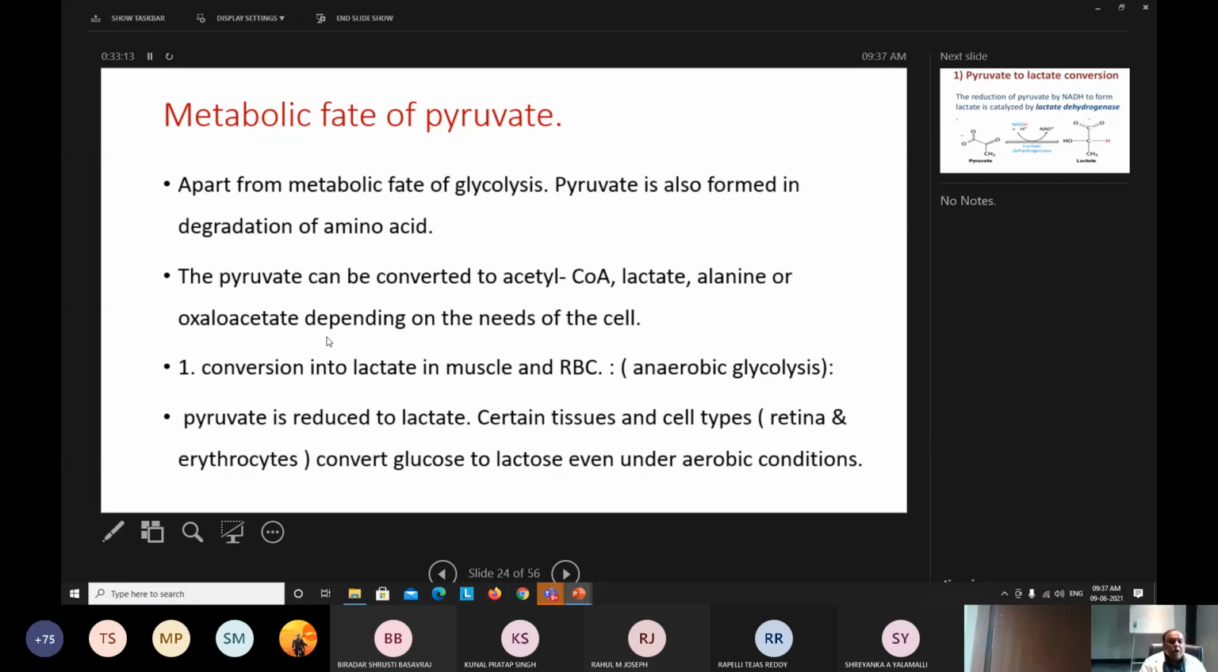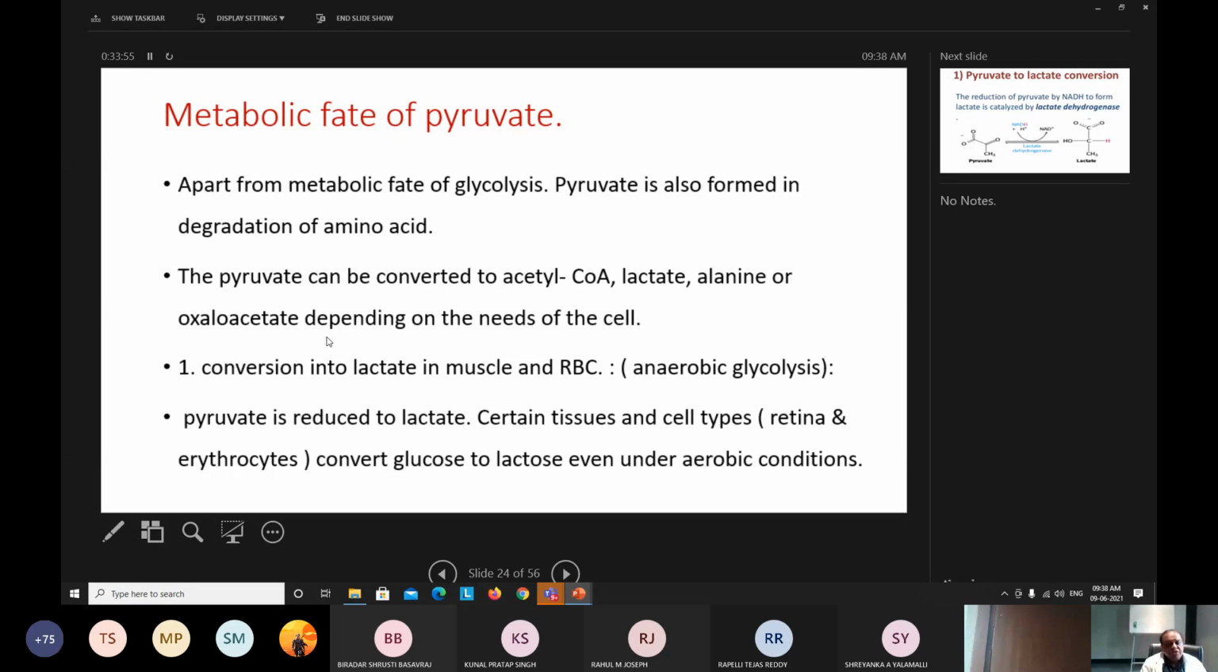Apart from glycolysis, pyruvate is also formed from the degradation of amino acids. You will come to know about this once you start learning the metabolism of amino acids and proteins. The pyruvate, as an end product of glycolysis, can be converted into acetyl-CoA, lactate, alanine, or oxaloacetate, depending upon the needs of the cell.